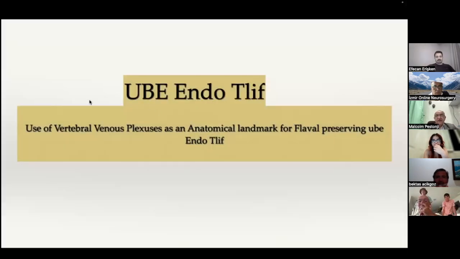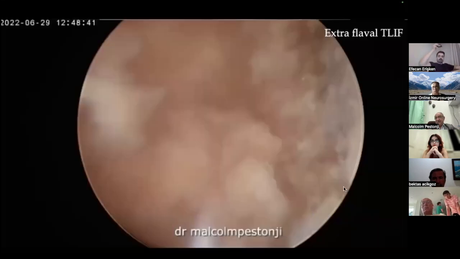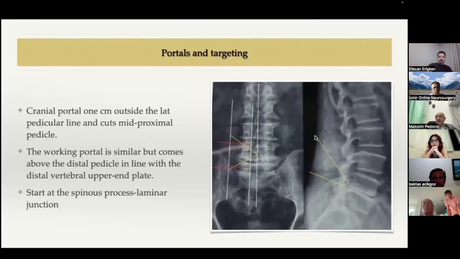UB endoTLIF: the use of the vertebral venous plexus as an anatomical landmark for flavum-preserving UB endoTLIF surgery. So what is it? The targeting is by and large standard. You need to be a little lateral at the tip of the transverse process, and you need to target being in the lateral plane for your cage to enter in line with the disc. That will mean you need an upward shift of the portals so that your cage goes in beautifully.